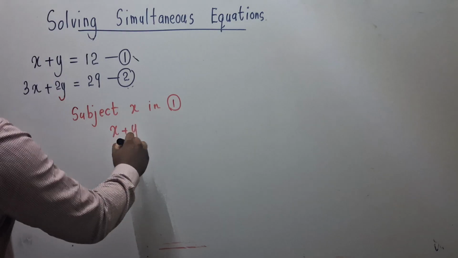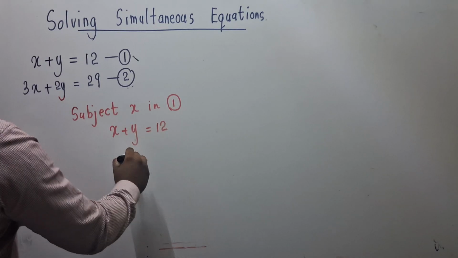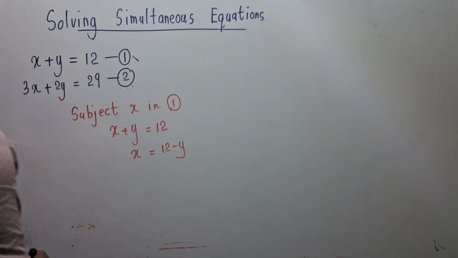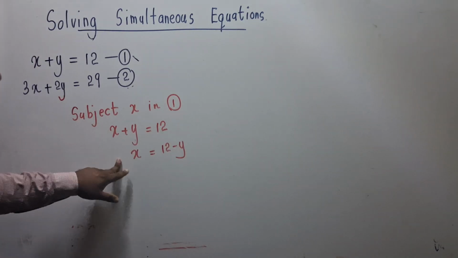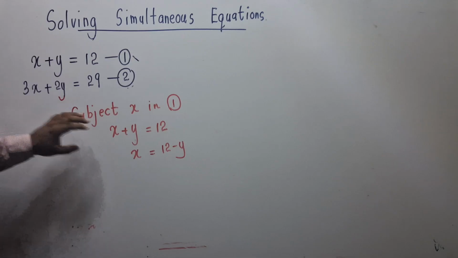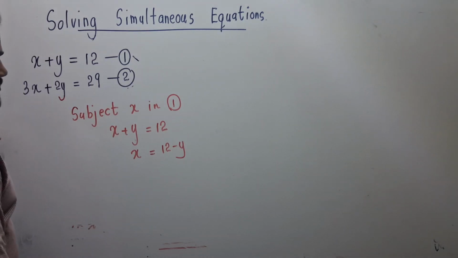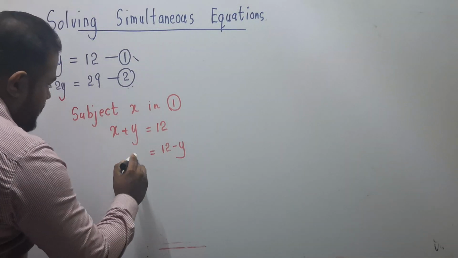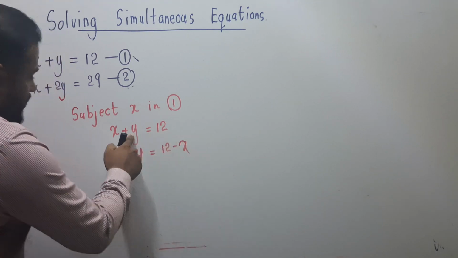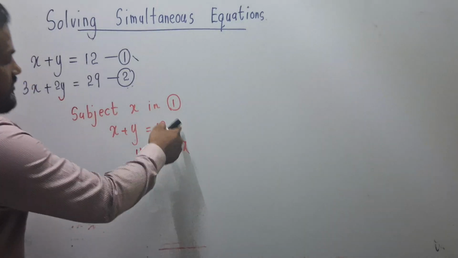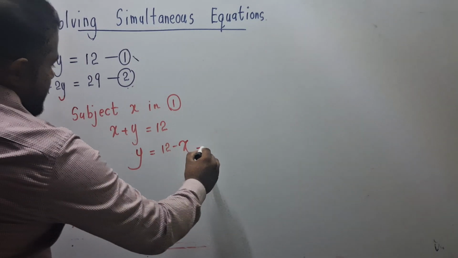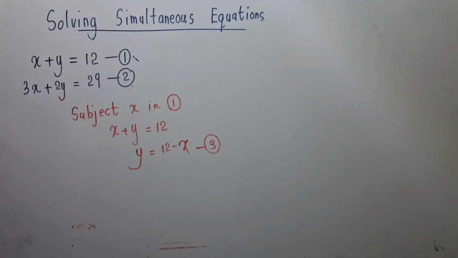X plus y is 12. X equals 12 minus y. If you make x the subject first, you get the y value first. So if you need the x value first, you have to make y the subject. So I will make y the subject here. Y equals 12 minus x. I am naming it as equation number 3, no matter, you can name it.